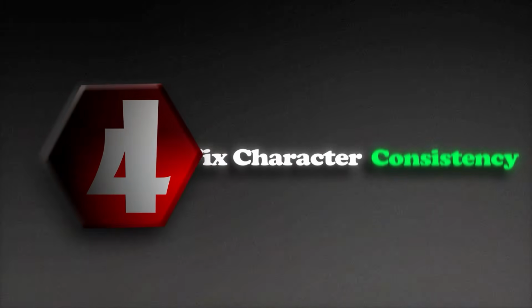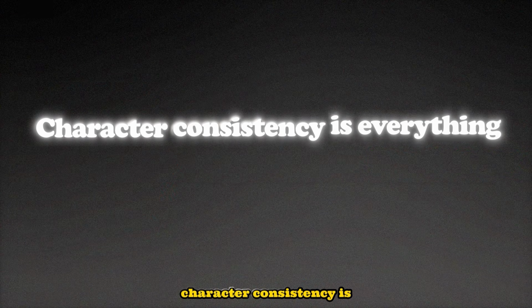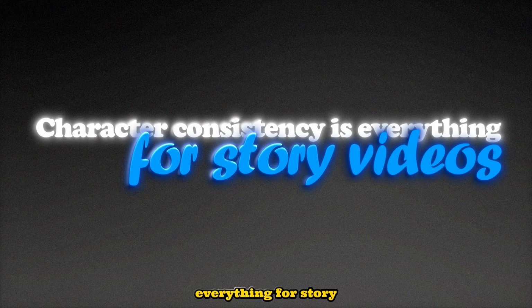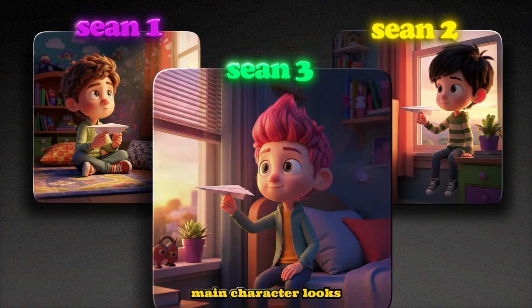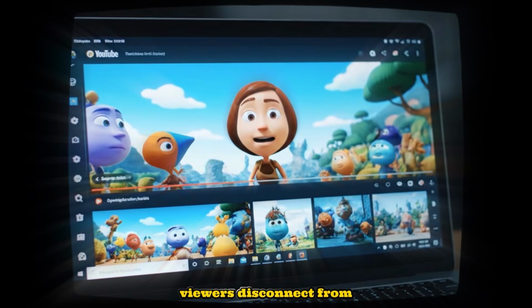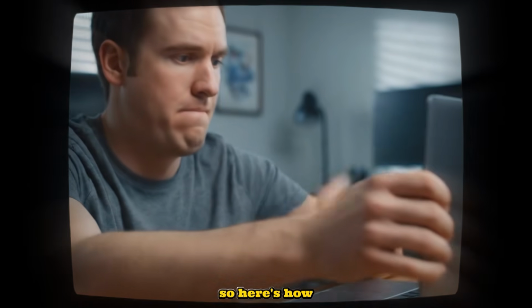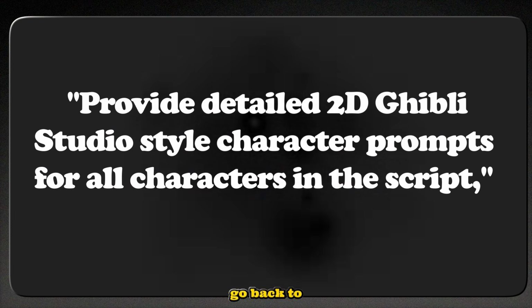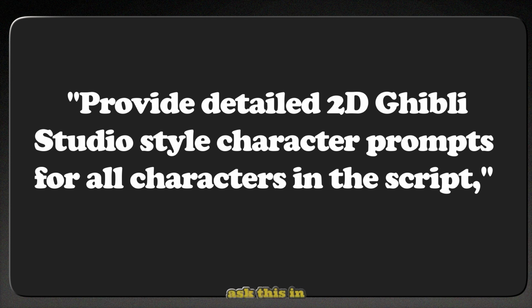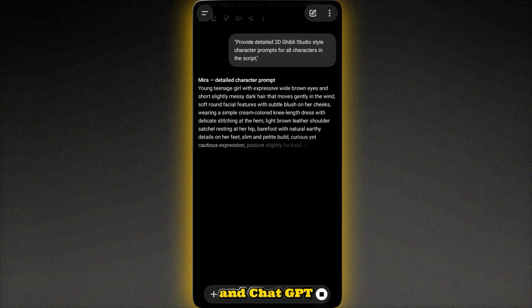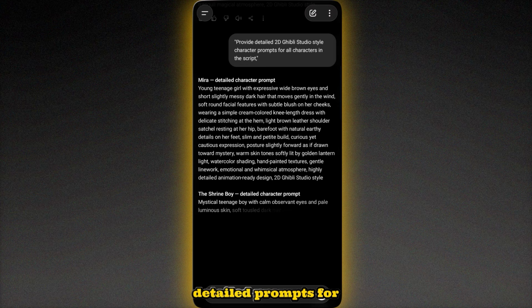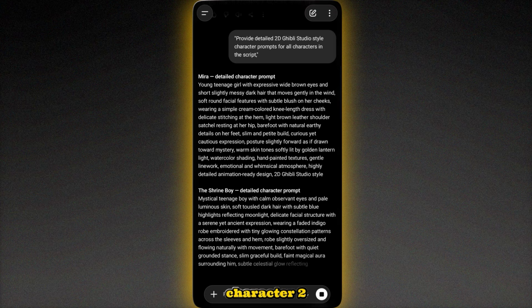Step 4, fix character consistency. Character consistency is everything for story videos because if your main character looks different in every scene, viewers disconnect from the story. So here's how we solve this on your phone. Go back to your ChatGPT conversation and ask this. In a few moments, ChatGPT will create separate detailed prompts for character 1 and character 2.